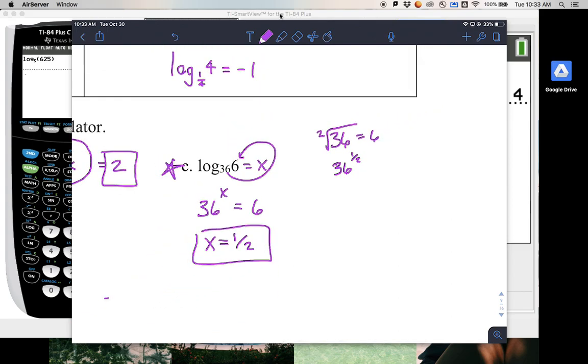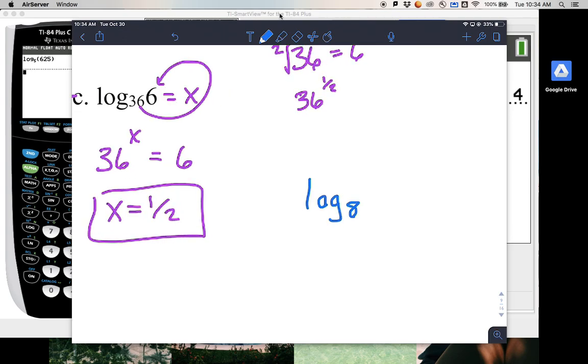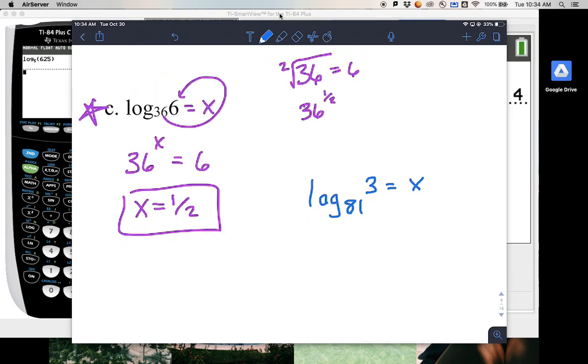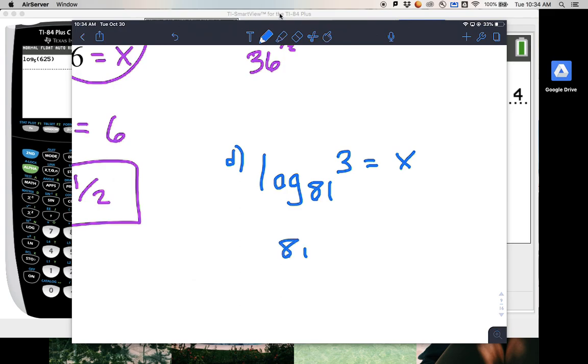And you'll have to do a few examples there to really nail that down. So if you want to add in an extra example, I could do something like log base 81 of 3. So let's try this one out. I'll call this D. So I could say 81 raised to x equals 3.